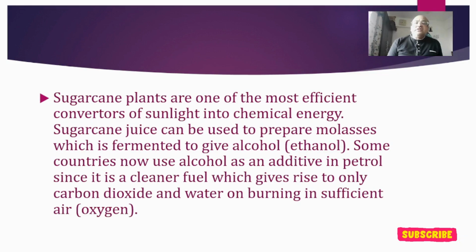Now let's see a few more uses as such. Sugarcane plants are one of the most efficient converters of sunlight into chemical energy, right? So sugarcane juice can be used to prepare molasses, which is fermented to give alcohol, that is ethanol. In the sugarcane factories, what we see is that molasses is produced, then it is fermented, and we get alcohol.